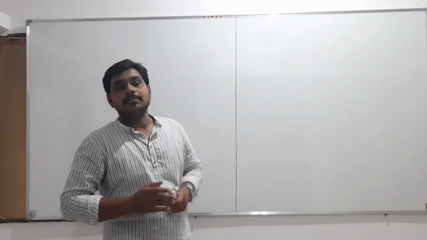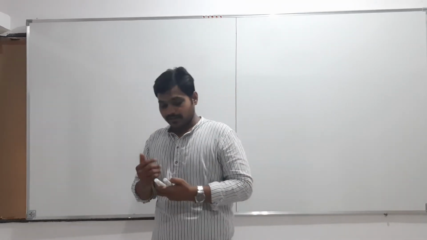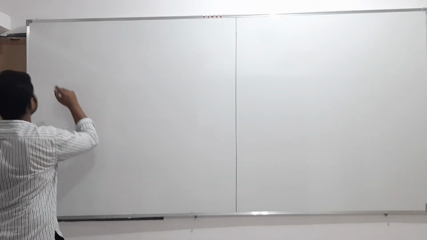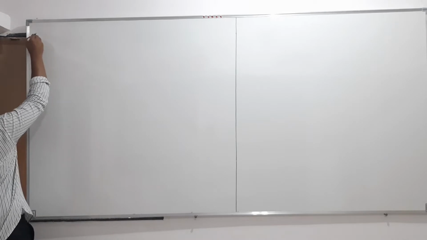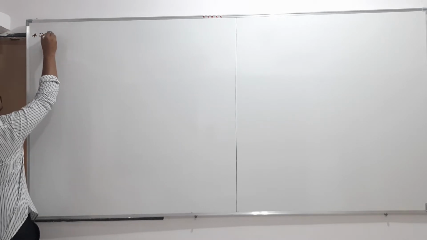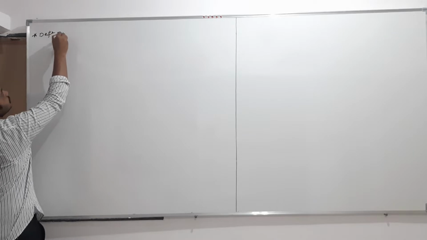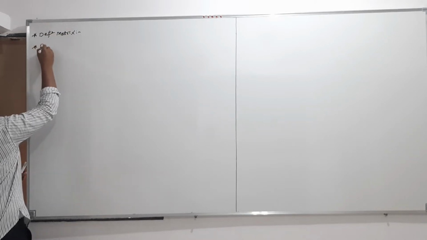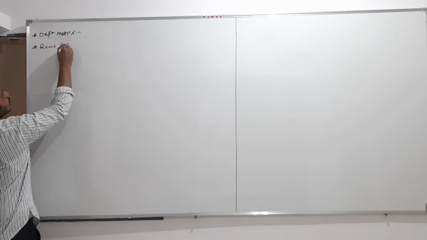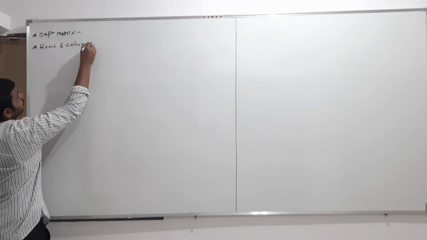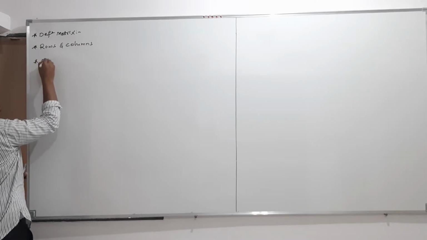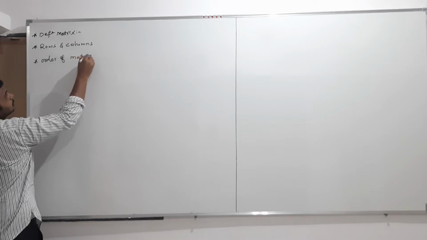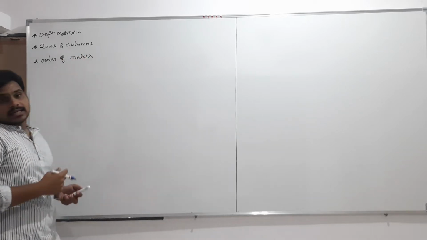Hi my dear students, in the previous videos we discussed the definition of the matrix. Just let me recall the things. We discussed what is the definition of the matrix, and next what is meant by rows and columns. After this we discussed the order of a matrix. These are mainly what we discussed in the earlier classes.